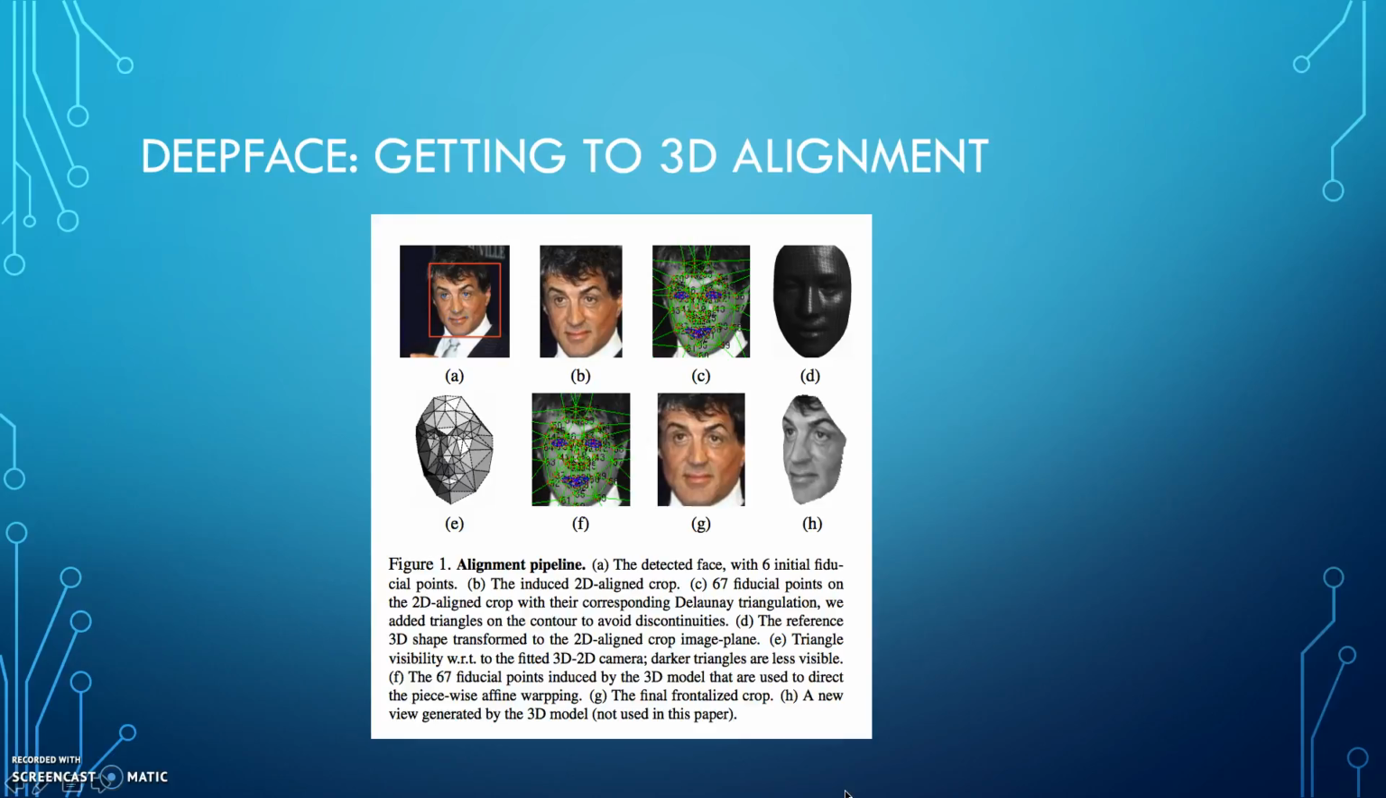So basically, here's the Deepface approach where all the magic happens, apparently. We have a photo of everybody's favorite actor, Sylvester Stallone. We crop it down. We model it in 2D using what are called fiducial points, which are reference points on the face. It uses 6 of them, and it divides it up into these triangles. So eventually we get to a 3D model down here with 67 reference points.